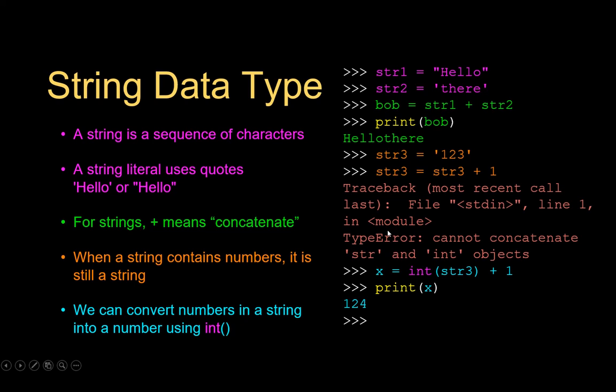So the way that we can overcome this is we can use the int function and convert string 3 to an integer. Then we can perform the addition, and when we print x, it's going to give us 124. So as mentioned, strings are not an entirely new concept for us, and we have dealt with that before.